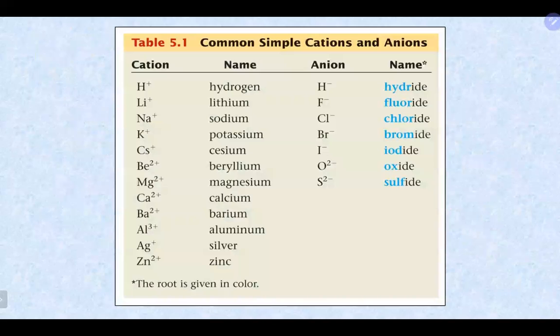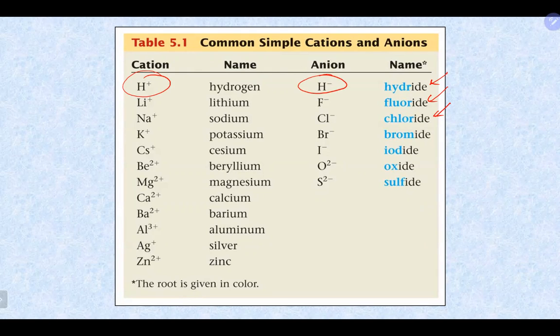So here's a table similar to one you got in your book. Again, you can see all positive ions are just the names. All of our negative guys get the IDE treatment. And again, it is hydrogen that is kind of the only one that will go both ways, could be positive or negative. In most cases, hydrogen will be positive.